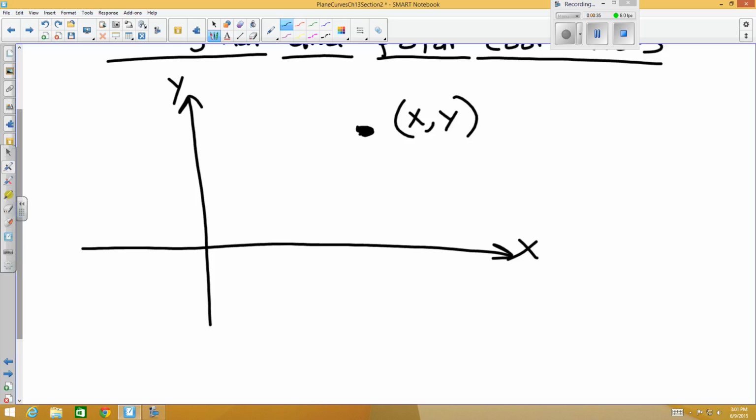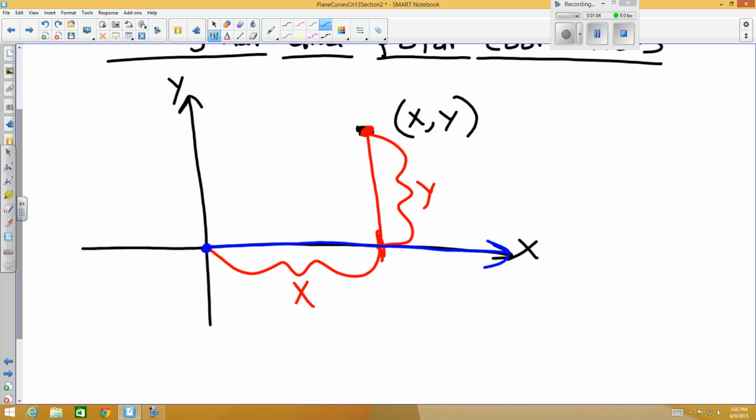And remember that in that system, you start at the origin, you move to the left or right a distance, and that's x, and then you move up or down as the case may be, and that's your distance y, and that brings you to this point. Now, if we superimpose the polar coordinate system, instead of calling this the origin, we call it the pole, and we no longer have an x and y axis, but simply a polar axis.